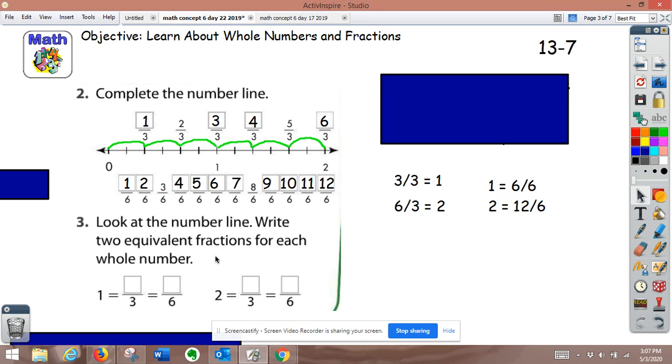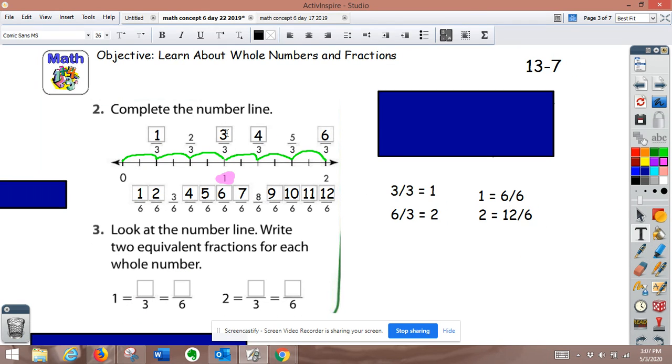All right, here we can look back at our number line. Write two equivalent fractions, two fractions that are the same for each whole number. Well, I'm going to find my number 1 here. There's my number 1. Give it a little highlight, and I want to find a fraction that is the same. Well, that means it's going to be in the same line. So look at that. 3/3 is the same as 1. And how many sixths are the same? 6. There's our fractions that equal 1.